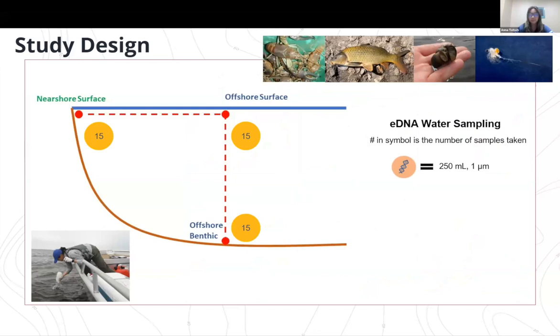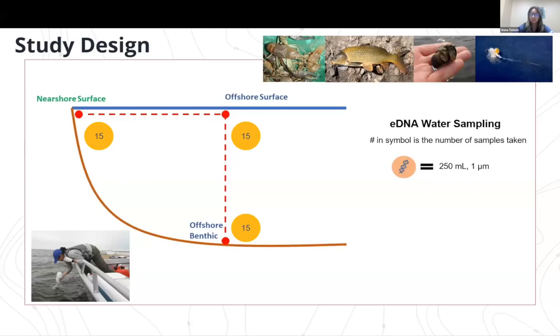Our baseline samples are a 250 milliliter water sample filtered through a 1 micrometer pore size filter. This sample group will have a total of 45 water samples, with 15 samples being collected at each location: nearshore surface, offshore surface, and offshore benthic.